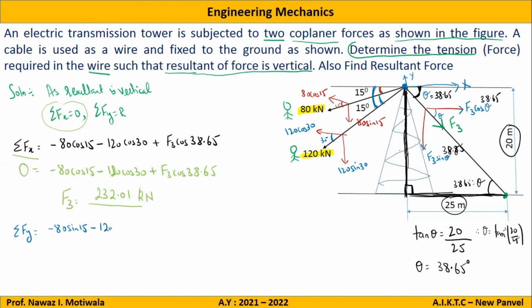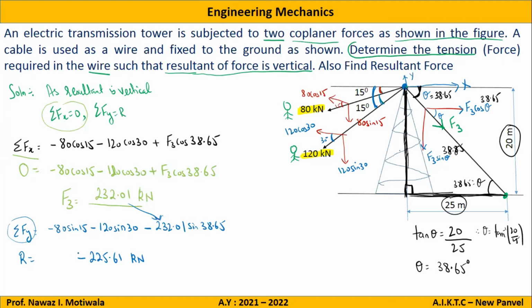माइनस 120 sin 30, then 232.01 माइनस था, माइनस एक्चुअली क्या है, माइनस F3 sin 38.65, तो F3 की जगह पर मैं लिखूंगा 232.01 sin of 38.65. ये वैल्यू कहां से आई, यहां से आई, ठीक है. Now again you can see everything is known to us on the right hand side, in place of Fy what I will write is R, so R is equal to, just calculate this and what is the answer? Minus 225.61, so R is equal to minus 225.61.